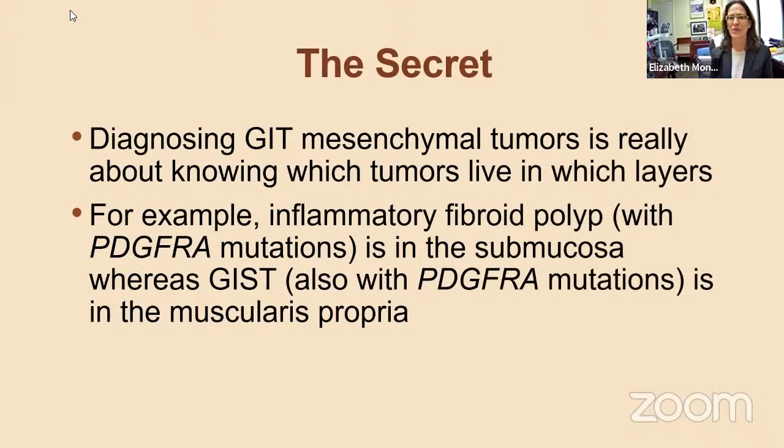All right, it's so important to realize that you can really be pretty far ahead on gastrointestinal mesenchymal tumors just by knowing what is found in which layer. So for example, inflammatory fibroid polyp that has PDGFRA, platelet-derived growth factor receptor alpha mutations, is almost always in the stomach. Sometimes it pushes out from the submucosa into the muscularis propria, whereas GI stromal tumor, a subset of gastric ones which can have PDGFRA mutations, is generally housed in the muscularis propria.